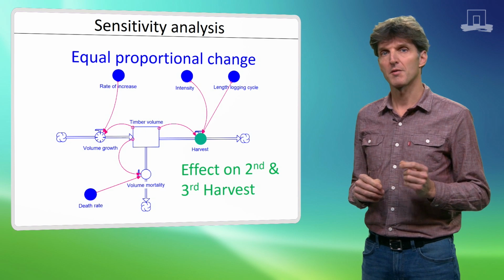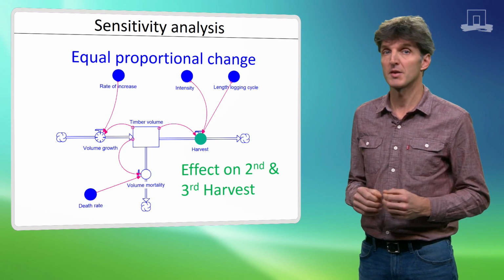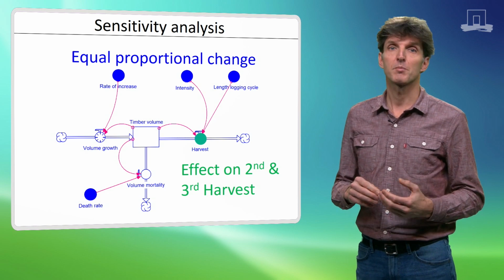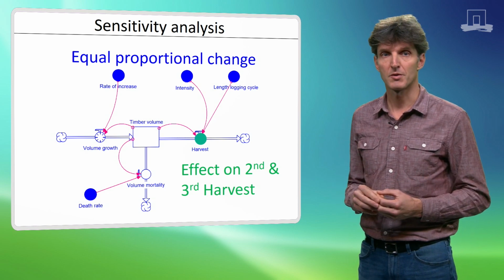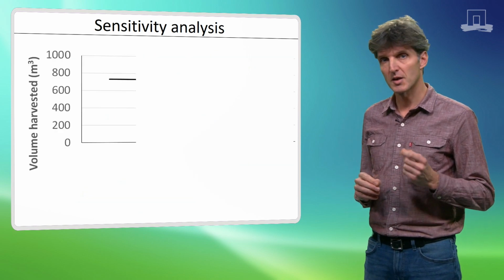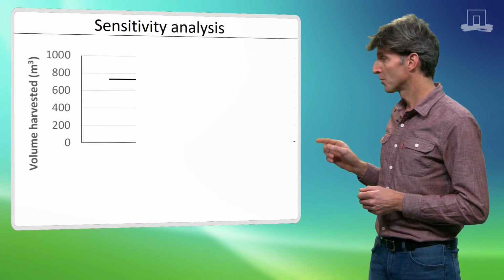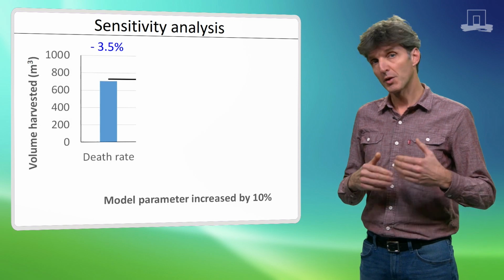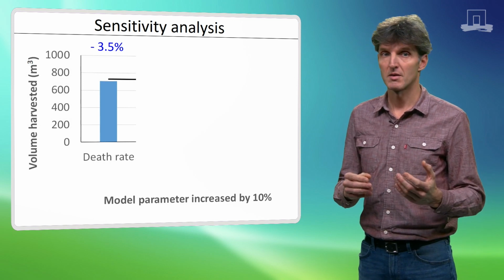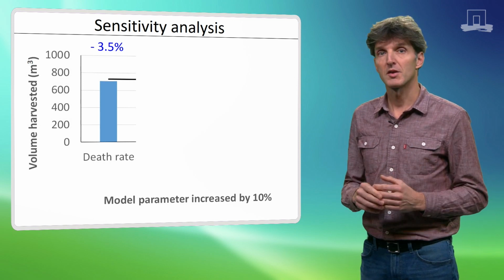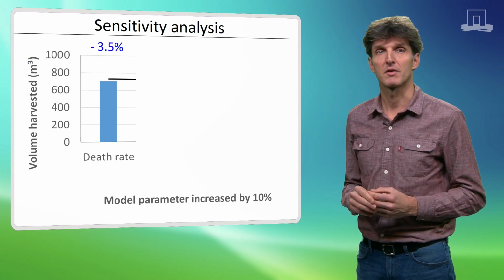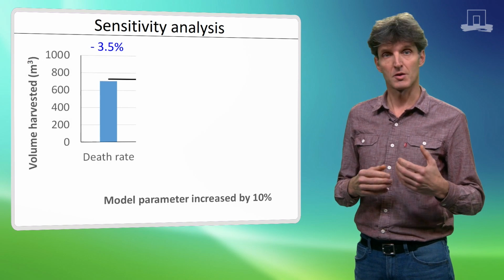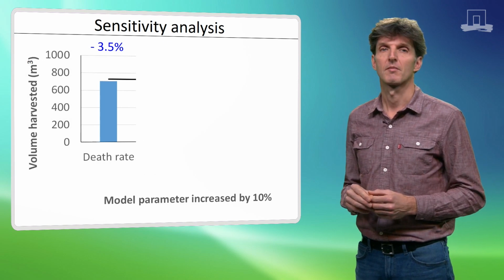I've selected timber harvested during the second and third harvest as outputs. I'm leaving out the first harvest as this will not be affected by most converter values. Using the standard parameters, the harvested volume is 730 cubic meters. Now, increasing the mortality rate by 10%, we get a reduction in the harvested volume by 3.5%. This decrease is logical, as the higher mortality causes the stock of timber to be smaller.